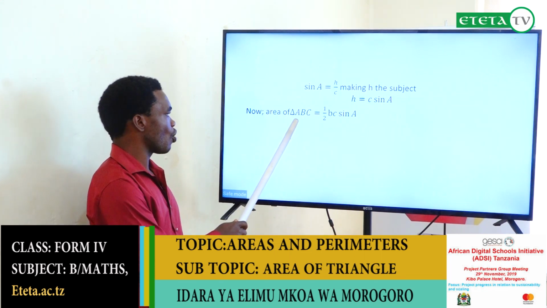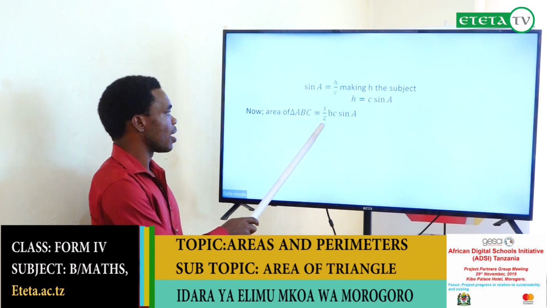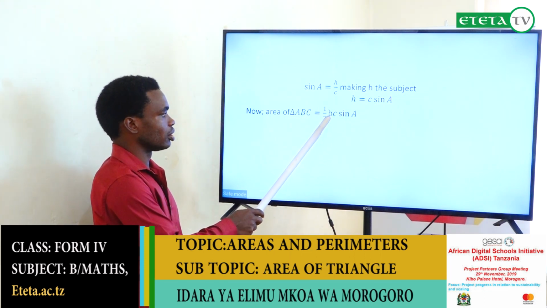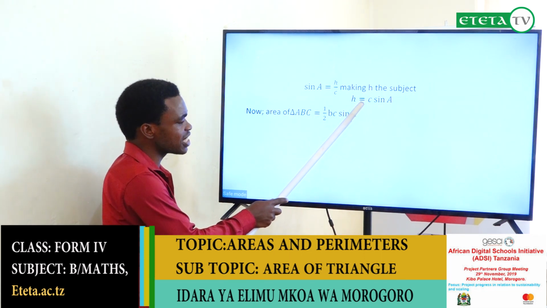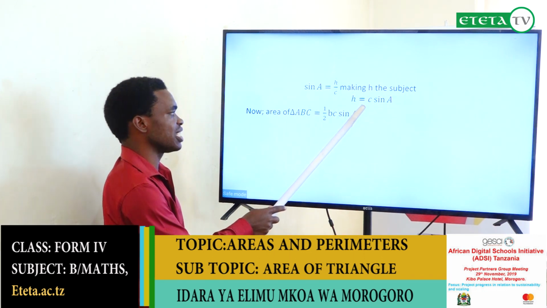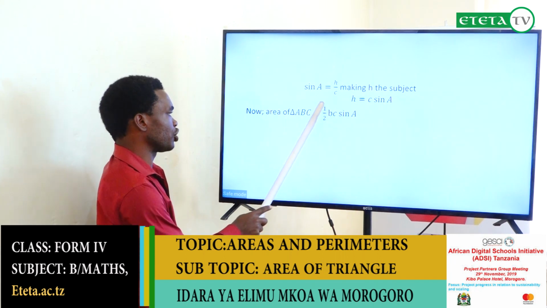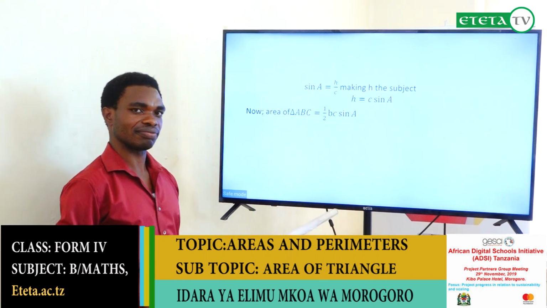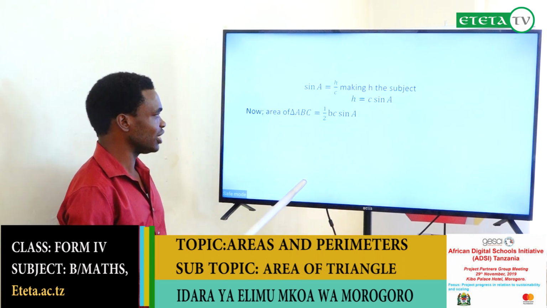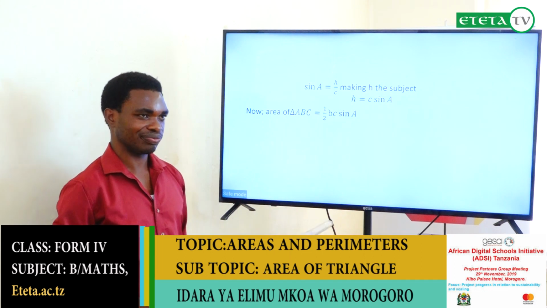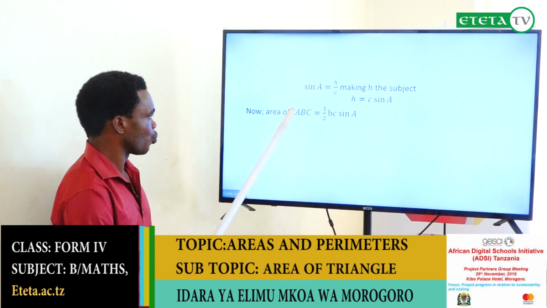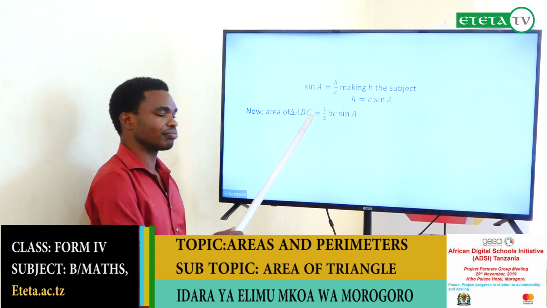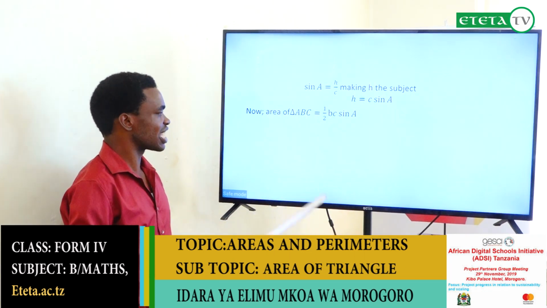Now the area of triangle ABC will be equal to a half b h. But here we don't have h. If you are given angle A and you have c, then h will be equal to c sine A. So instead of using h, we can use c sine A. Now it will be a half b c sine A. You see? Yes, that's the way it will be. We have substituted h. So this will be the formula for finding the area, provided we are given one side which is b, and for example we are given c, and another angle.